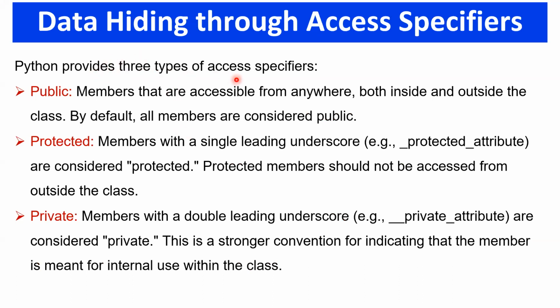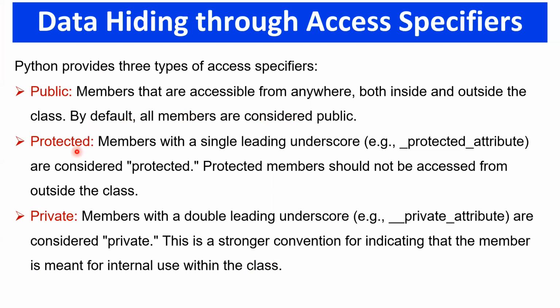Python provides three types of access specifiers, which are public, protected, and private. And by default, all the members are public. Members that are accessible from anywhere, both inside and outside the class. That means public members can be accessed from inside the class or outside the class. By default, all the members are considered as public. So if you don't specify anything for the variables or the methods, they are considered as public.